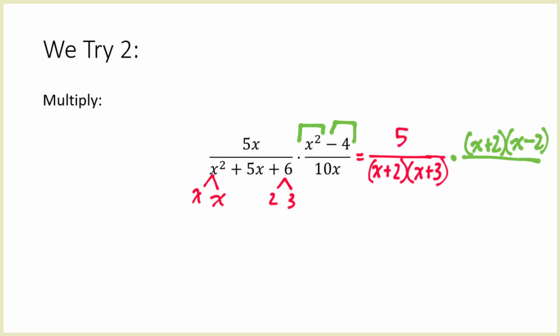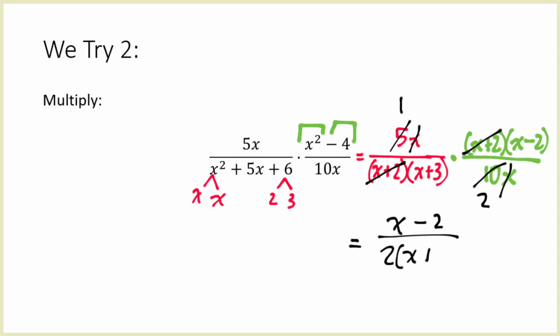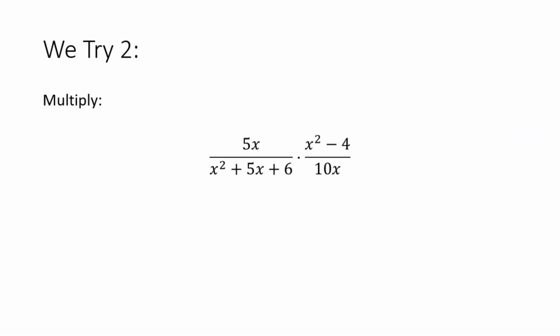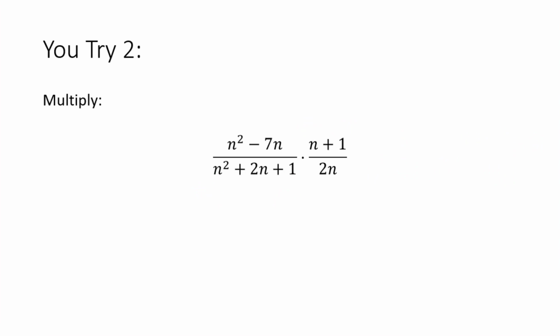So in the top left I have a 5x, the bottom right I have a 10x. Now let's see what I can cross-cancel. Looks like these x plus 2's can cross-cancel. Looks like I can cancel out these x's. 5 goes into 10 twice. 5 goes into 5 once. And I can multiply across the top. When I do that, I'll get 1 times x minus 2 is just x minus 2. And on the bottom, I'll get 2 times x plus 3. Go ahead and try this next one on your own.